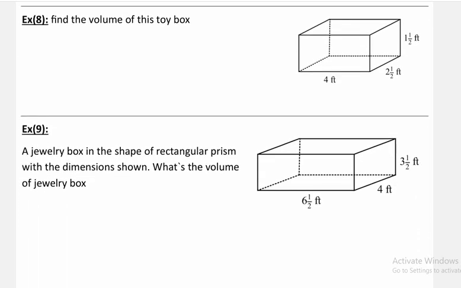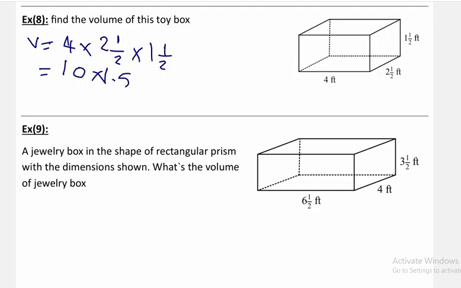Find the volume. Simply the volume will be 4 times 2 and a half times 1 and a half. 4 times 2 and a half is 10, times 1 and a half, so convert 1 and a half to decimal, 1.5. Then we have 15 feet cube. That's it. Move to another one.